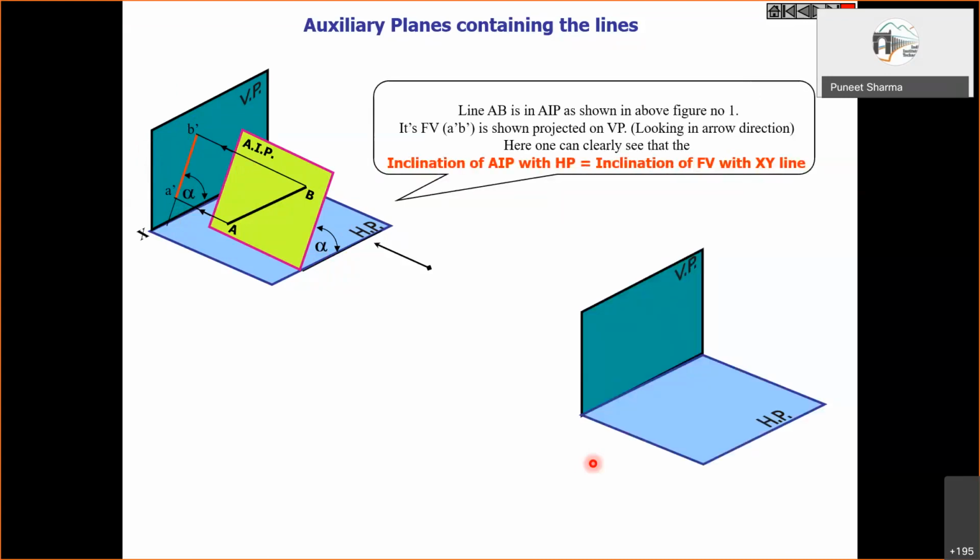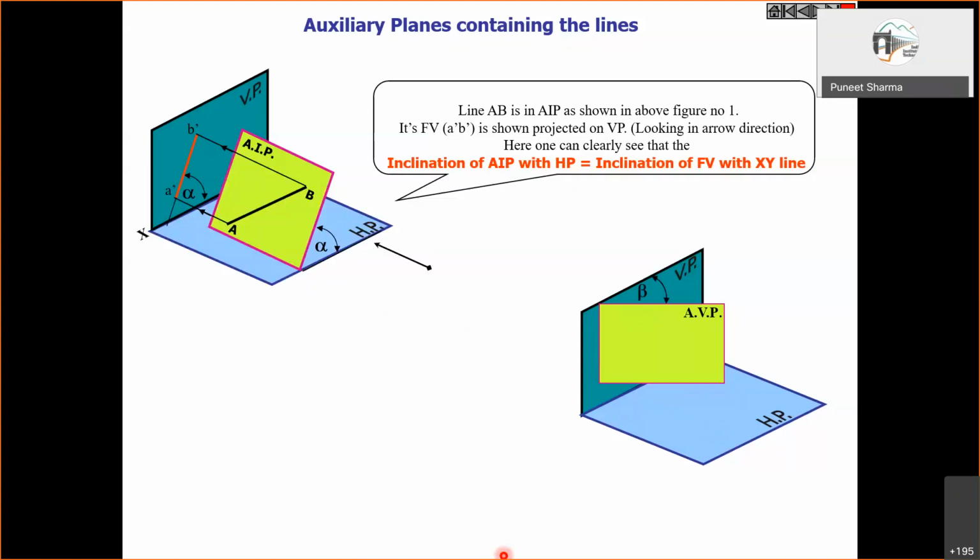Now the same case for the other auxiliary plane. This second diagram is representing the yellow AVP, that is the auxiliary vertical plane. So you see, whatever we have discussed earlier, the auxiliary vertical plane is perpendicular to the horizontal plane but is inclined with the vertical plane.